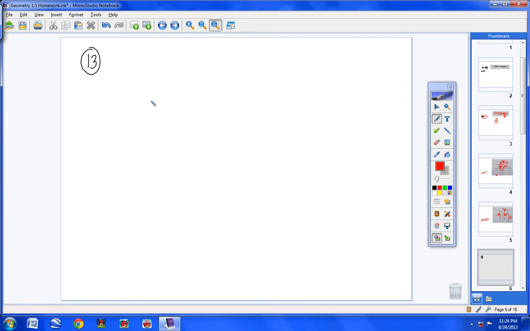Number 13 says E is between D and F. So I'm going to draw a segment. I'm going to put D here, E here, and F here. Now you could have arranged your points any distances from each other that you want to, but what you do have to do is have E in the middle, because it states E is between D and F.